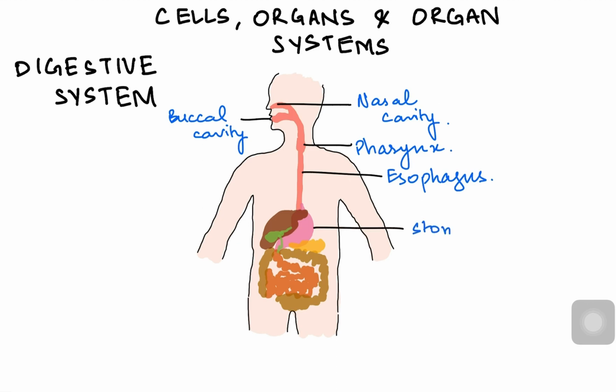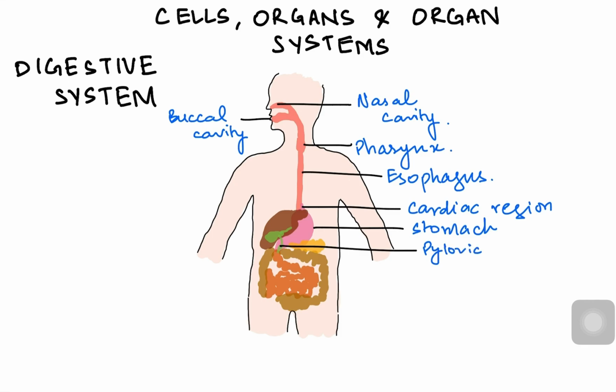Then you can see the stomach, which is this muscular bag where most of the proteins are digested. It's highly acidic within the stomach. The upper portion of the stomach is the cardiac region, which is closer to the heart. That's the only reason. And then the lower part is known as the pyloric region. We'll talk about the structure more specifically in the upcoming videos, definitely.